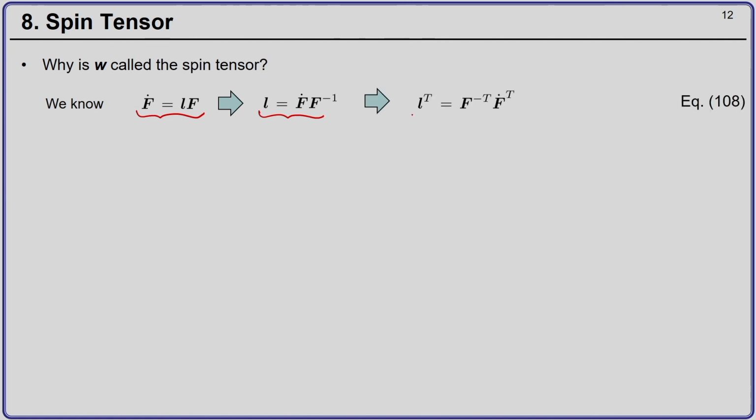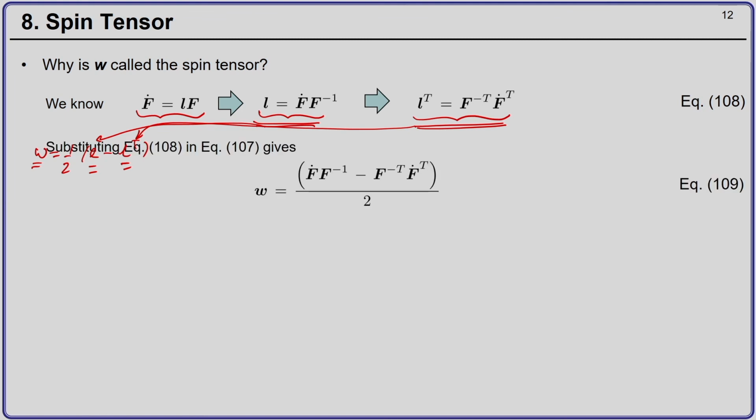which means L transpose is F inverse transpose F dot transpose. Why are we doing this? I mean, we know that W is (L minus L transpose) by 2. So, this is our L here and this is our L transpose. Okay. And because W is 1 by 2 (L minus L transpose), I can substitute these two quantities here. Then what I get: W is (F dot F inverse minus F inverse transpose F dot transpose) by 2.